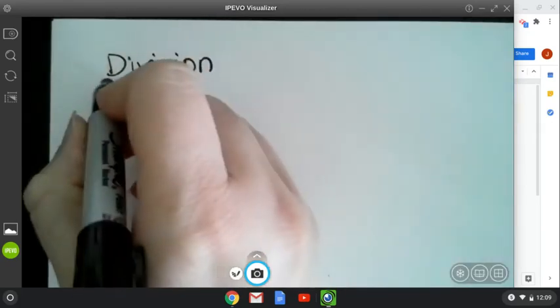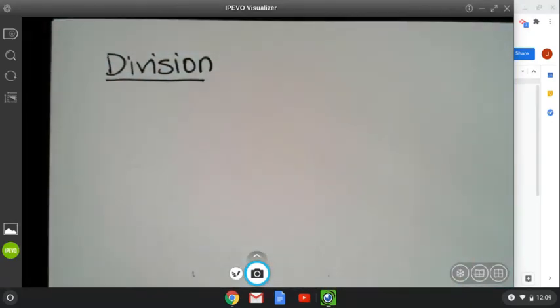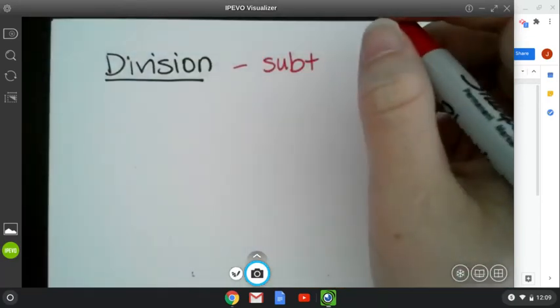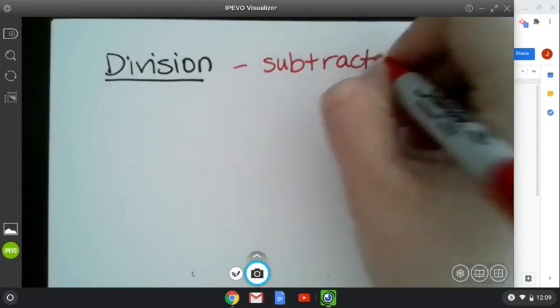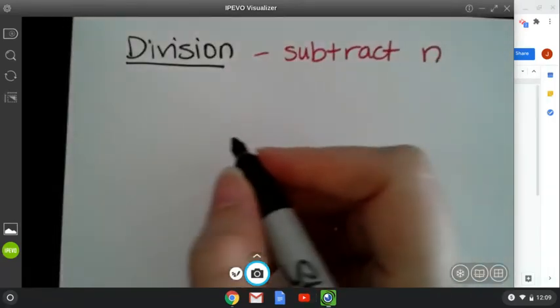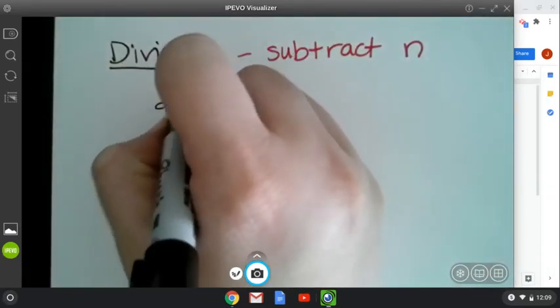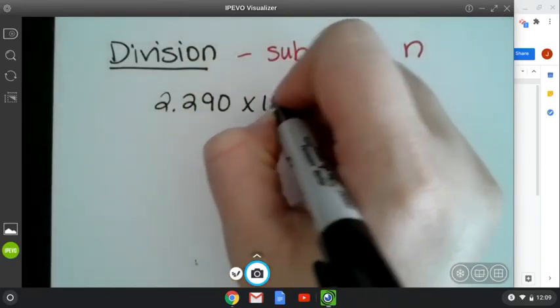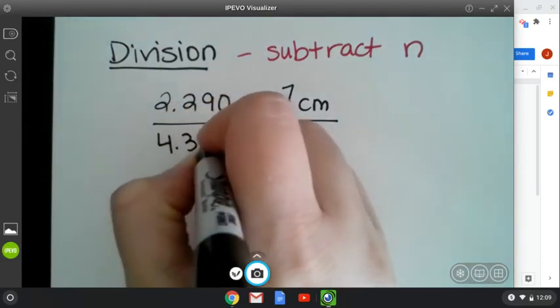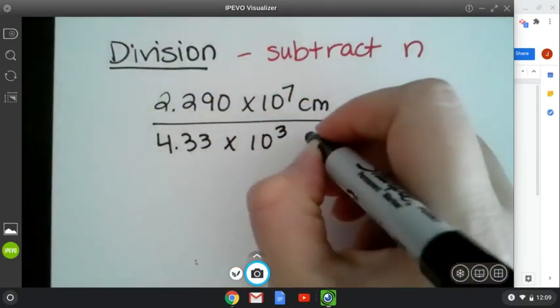Again, when you do division, you're going to actually subtract your exponents, or subtract your n. So the sample problem we're going to do for one more of these is going to be 2.290 times 10 to the 7th centimeters divided by 4.33 times 10 to the 3rd seconds.